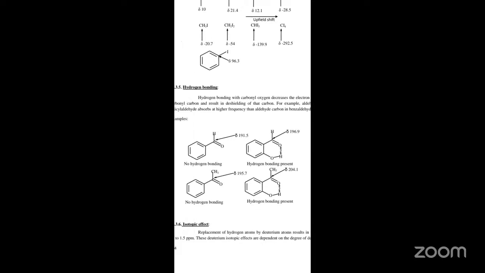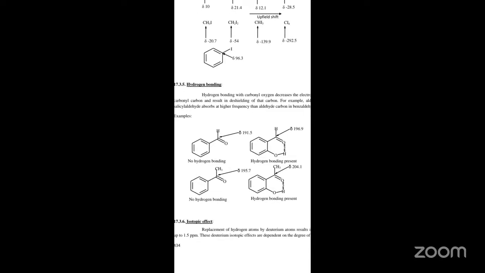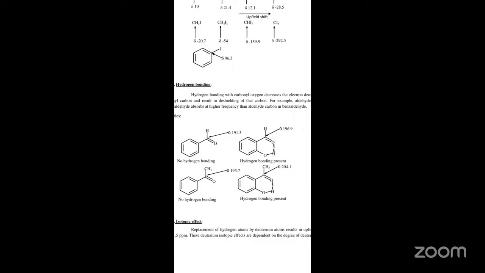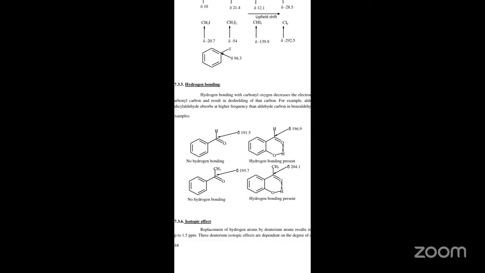For example, here in the benzaldehyde, when it is not involved in hydrogen bonding, the aldehyde carbon delta value is 191.5 here. And when this benzaldehyde is involved in intramolecular hydrogen bonding, its value is 196.9 here, right? So the aldehydic carbon is involved in the intramolecular hydrogen bonding.